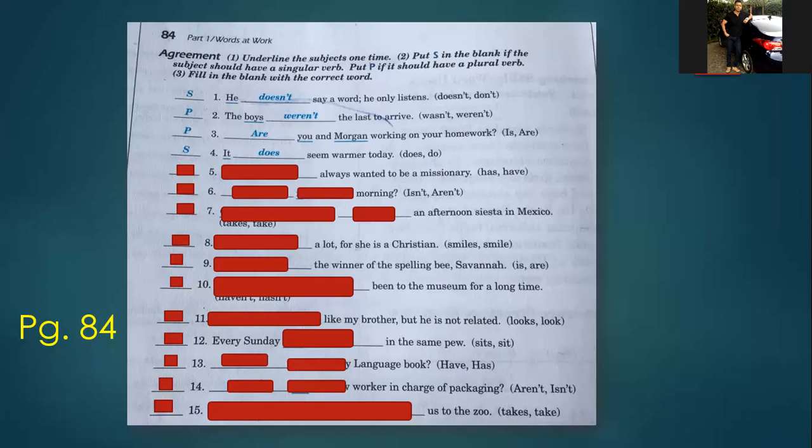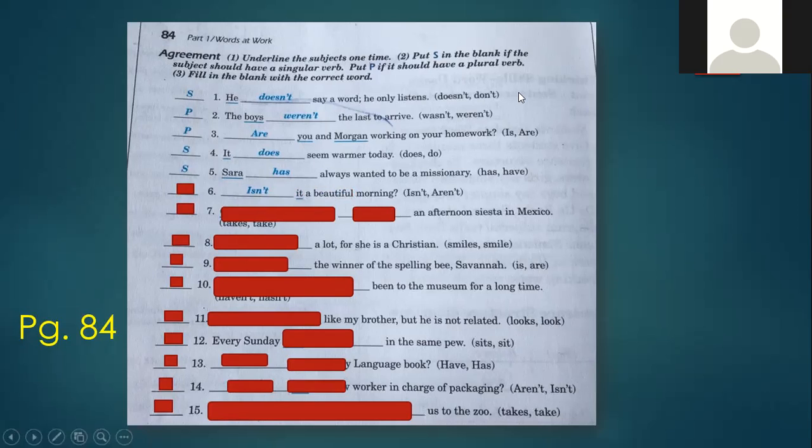Number five. Sarah has or have? Has. Yes. And underline Sarah. And it's singular. It's singular, correct. Well done, Rebecca. Yes, good job. Number six. Isn't or aren't? Isn't it a beautiful morning? Isn't it? Underline it, please. Singular or plural? Singular. Let's check it out. Yes, it's singular.